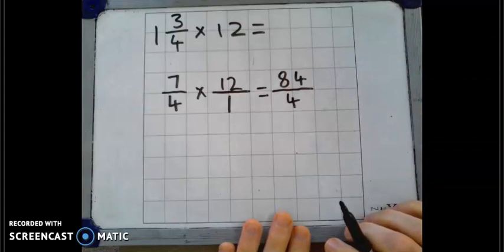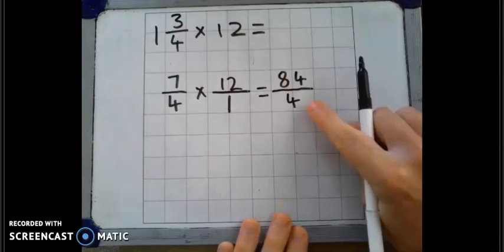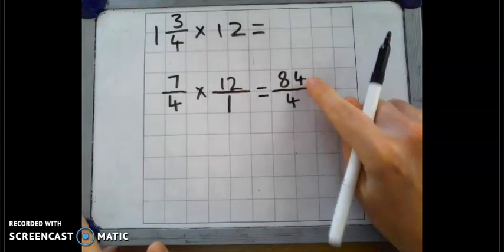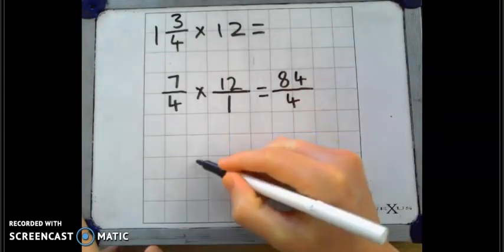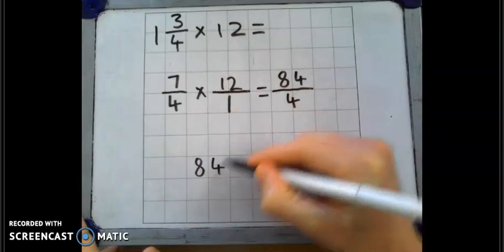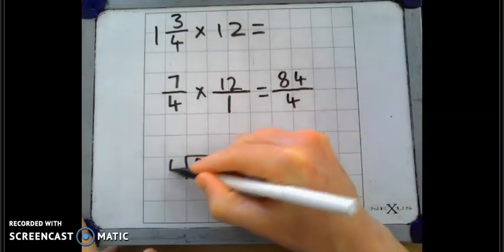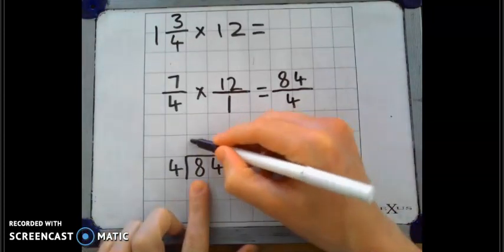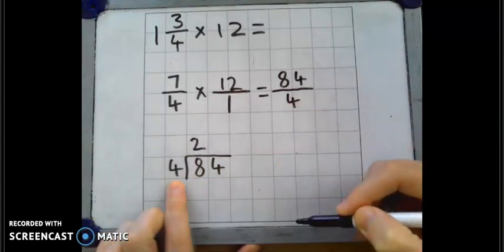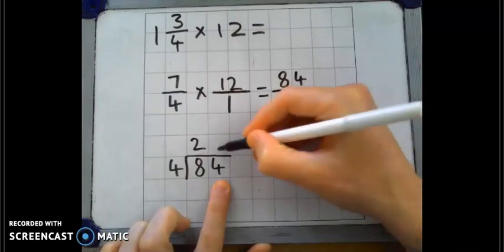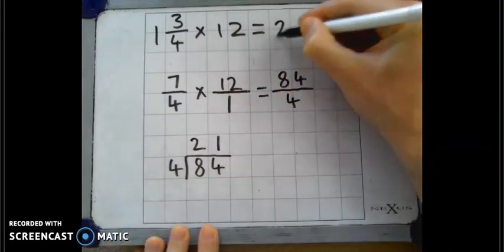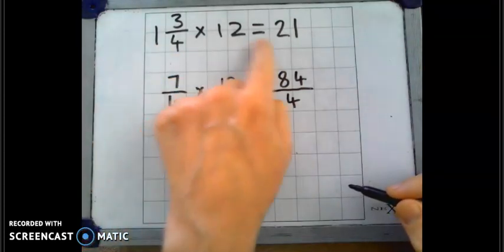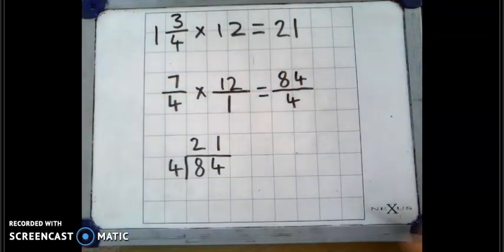Now we have that optional step. To show the answer as a mixed number, we need to divide the numerator by its denominator. 84 divided by 4. How many 4s in 8? There are 2 4s in 8. How many 4s in 4? There is 1 4 in 4. Therefore, 1 3/4 multiplied by 12 is 21.